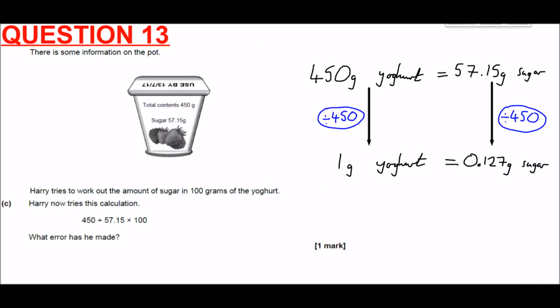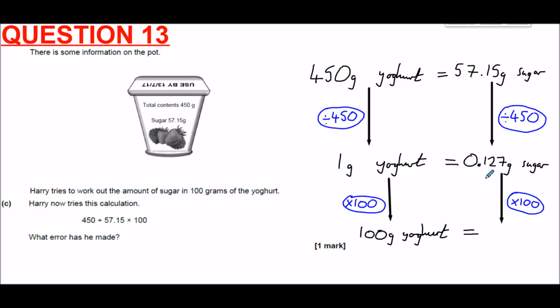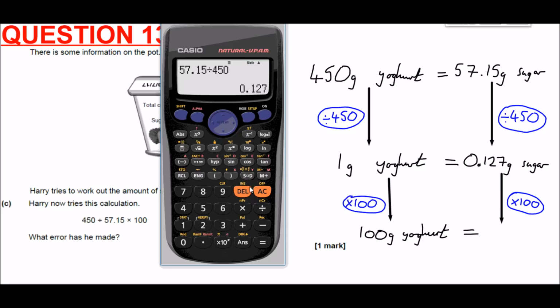Then once we've worked it out for 1 gram of yogurt, we can just multiply by how many grams we're wanting. And so the question's asking 100 grams of yogurt. So we can go from 1 gram to 100 grams simply by just multiplying by 100. So if we multiply both sides by 100, we could find out how much sugar is in 100 grams of yogurt. So 0.127 multiplied by 100 gives us 12.7 grams of sugar.